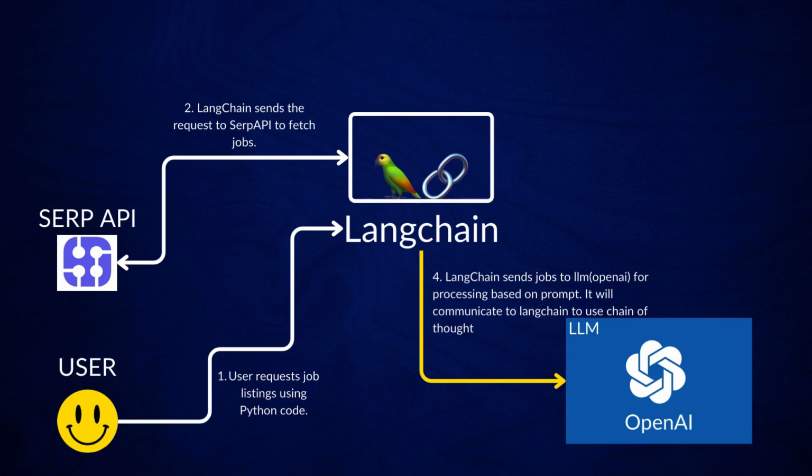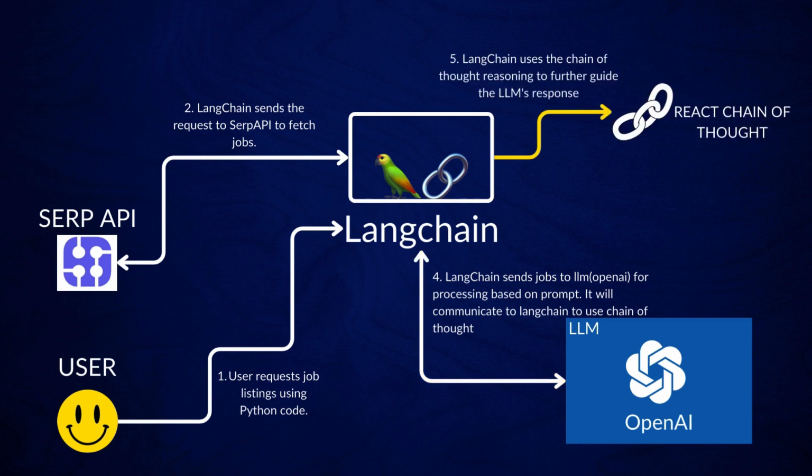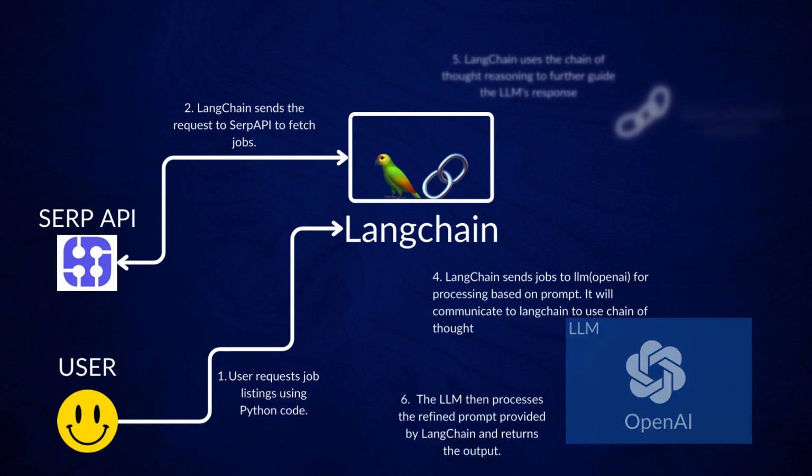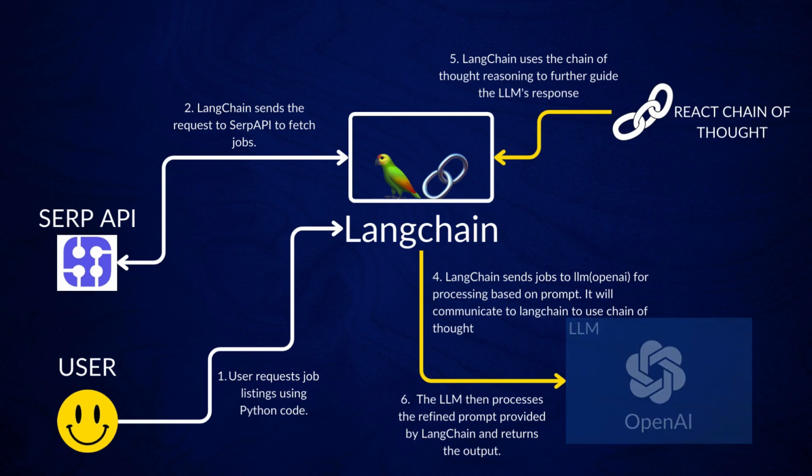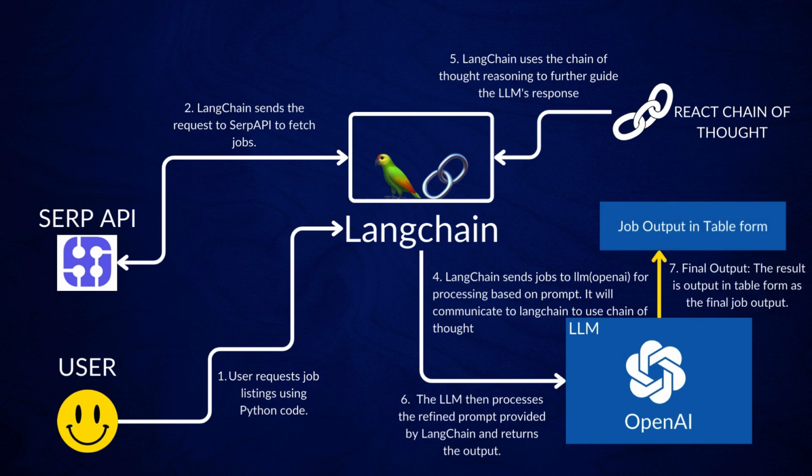The LLM processes the job data according to the instructions in your prompt, ensuring that the output is accurate and well structured. To ensure precision, the LLM employs a method called chain of thought reasoning. This technique, which I adapted from the ReAct chain of thought template by Harrison Chase, helps the AI follow each step accurately and produce the desired results. Finally, the LLM formats and organizes these job listings into a clean, easy-to-read table.